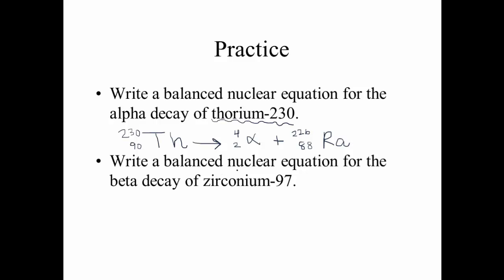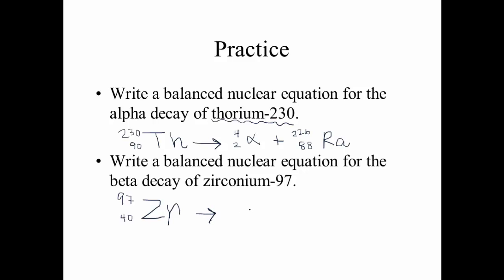Next, we want to write a balanced equation for the beta decay of zirconium-97. Again, you start with your parent element, that's Zr, zirconium-97. You have to check the periodic table to see how many protons it has. Zirconium has 40, so that's our bottom number. Now it's going to undergo beta decay.